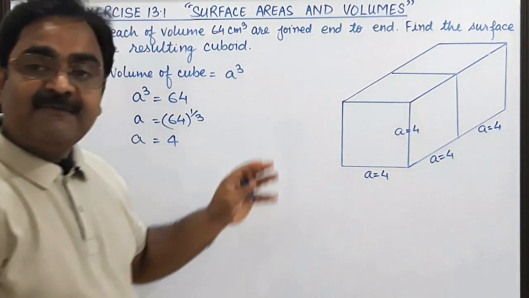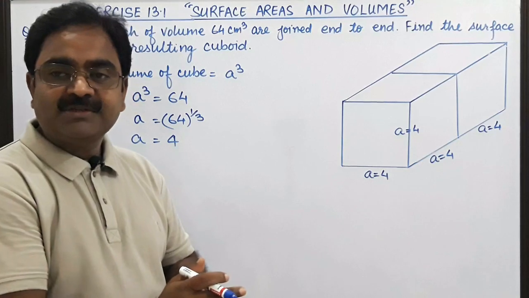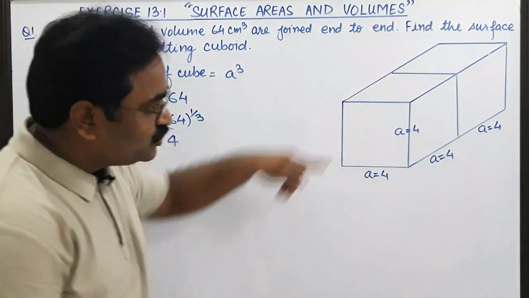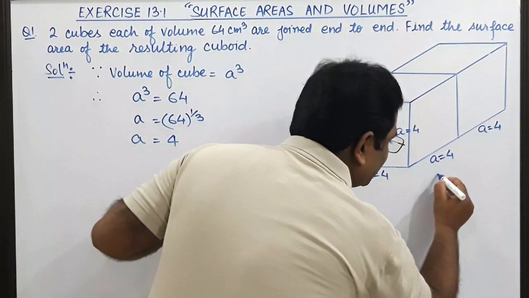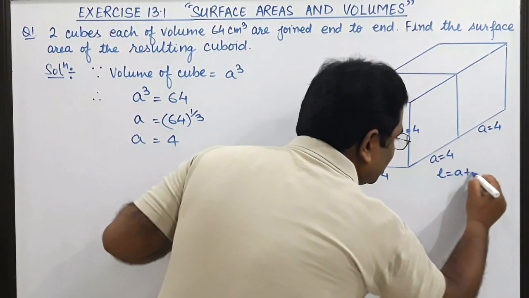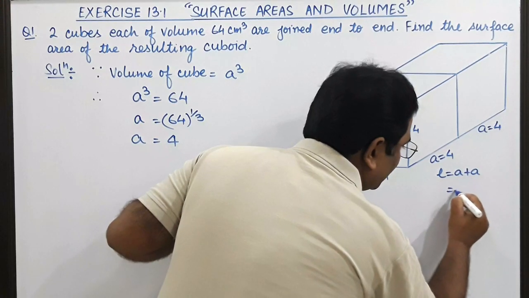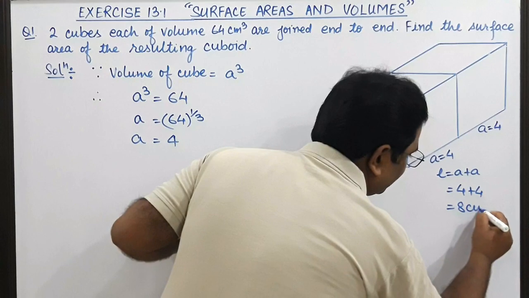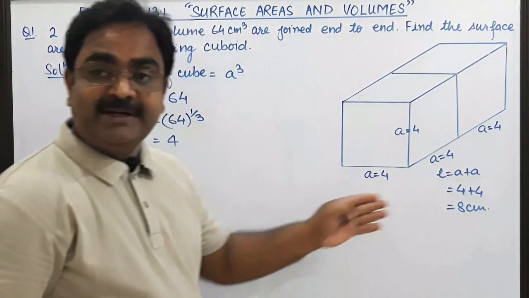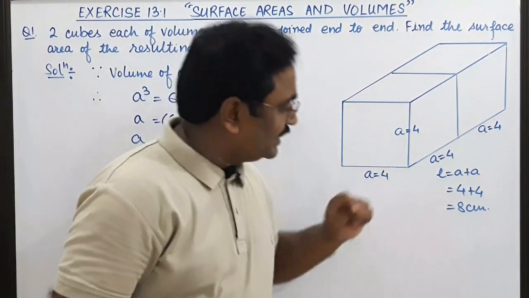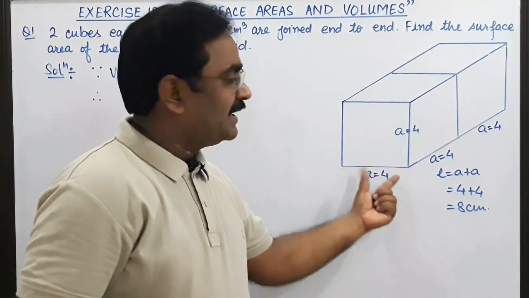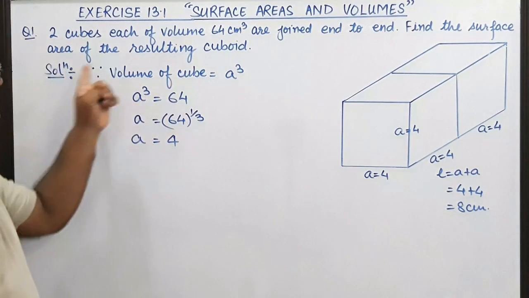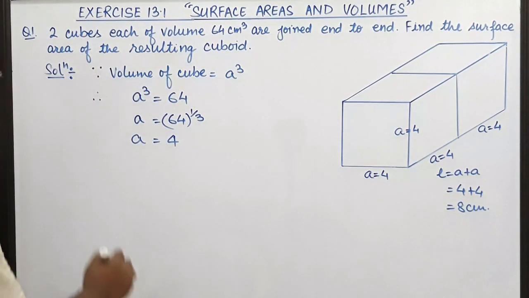After attaching both the cubes, we are getting the resulting cuboid. So the length of this cuboid will be A plus A, which is 4 plus 4, that is equal to 8 centimeter. Now the length of this resulting cuboid will be 8 centimeter, breadth is 4 and height is also 4. So we are going to find out the surface area of this resulting cuboid.